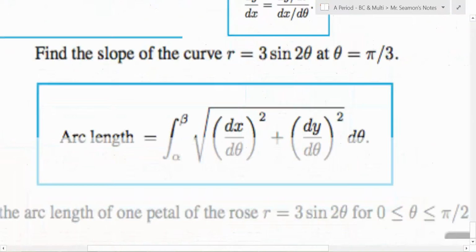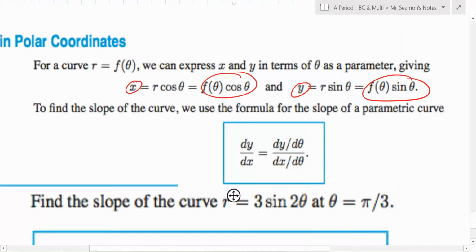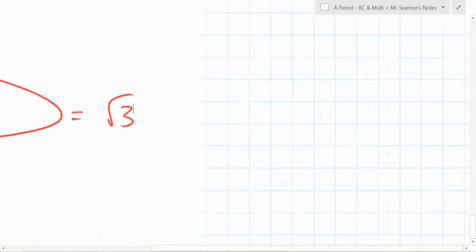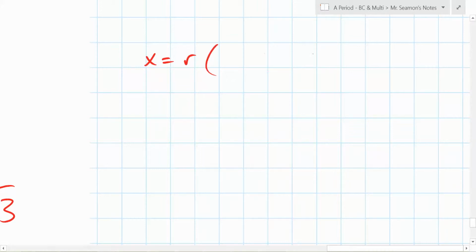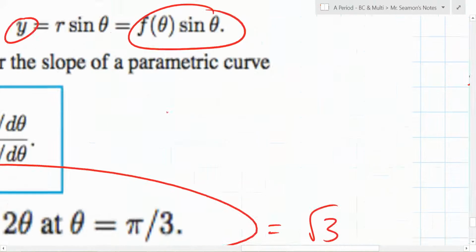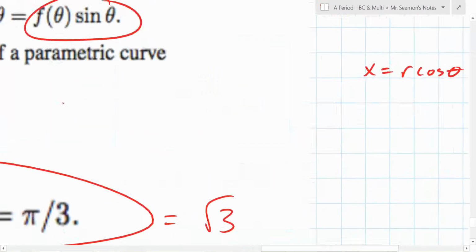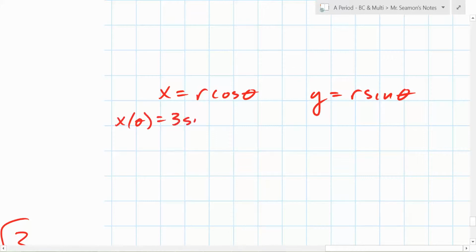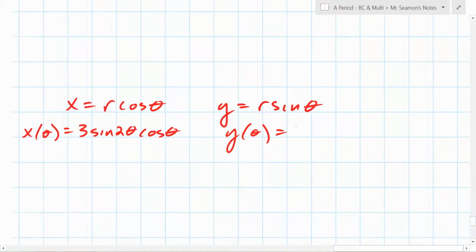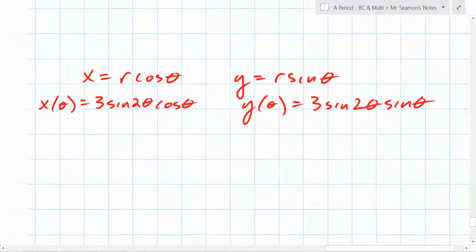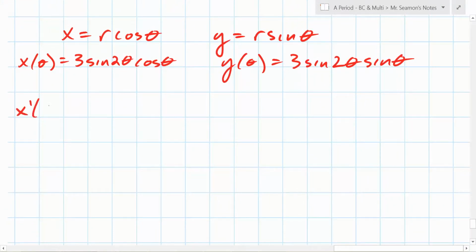Nice. So do this for me right now. Using that formula, find me the slope of the curve. Do this one right here. Try that. If we want to do this, you know that x is equal to r something and y is equal to r something. What's x equal to? R cosine theta. And what does y equal? R sine theta. But over here, what do we know r is equal to? 3 sine 2 theta. So x in terms of theta is equal to 3 sine of 2 theta times cosine theta. And y in terms of theta is going to be 3 sine of 2 theta times what? Sine theta. So what do you need to do in order to find dy dx? We need to know what x prime of theta is, correct?